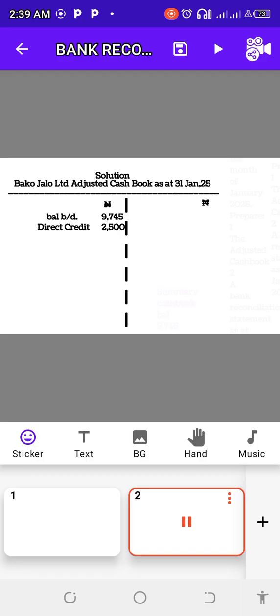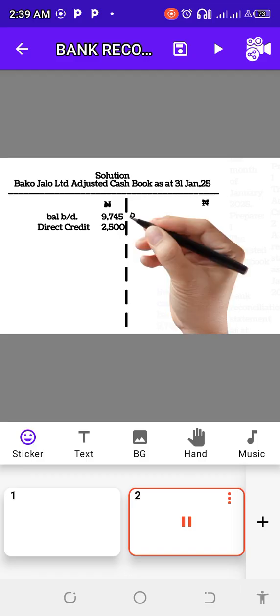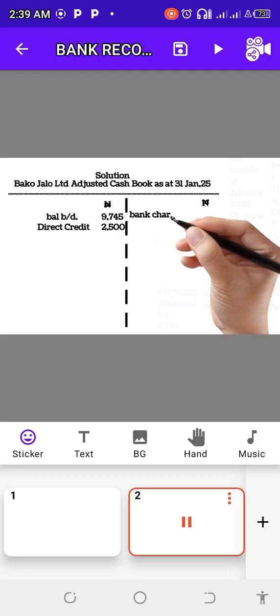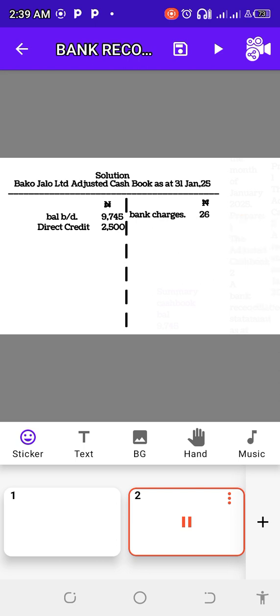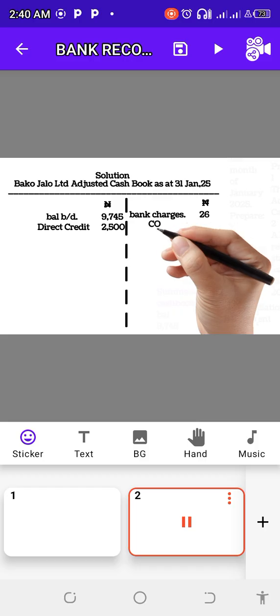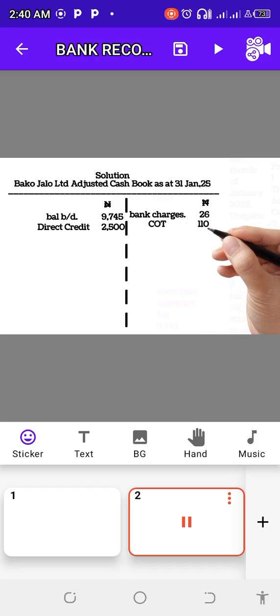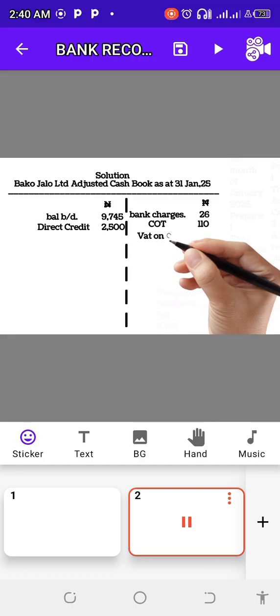Now, the next thing we're going to look at is the bank charges, which are direct debit entries. All direct debit entries are to appear on the credit side of the adjusted cash book. The first one is bank charges, which is 26. The second one is commission on turnover, which is 110. That COT is commission on turnover. And the next one is VAT on commission on turnover, which is 5.5.